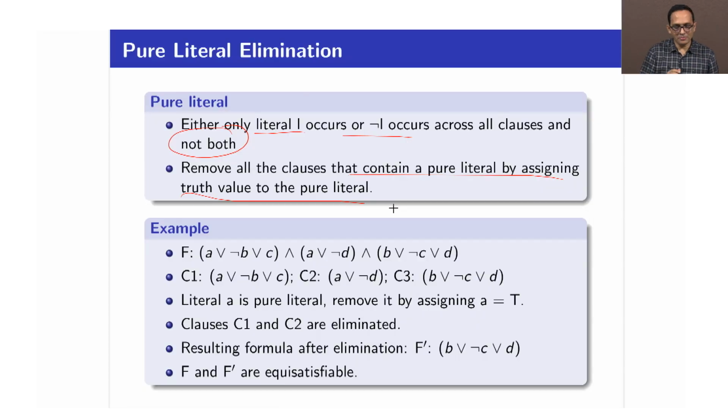So, to give an example, let us say I have a formula F which has 3 clauses, right. This is C1, this is C2, this is C3, and let us check which literals are pure literals. If you see here, A occurs in this clause, in this occurrence, there is no not A here, and you have only A, right. So, A is a pure literal.